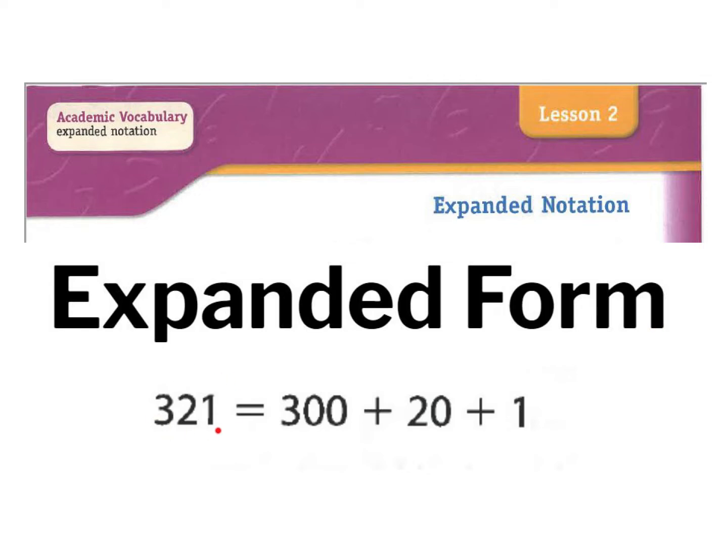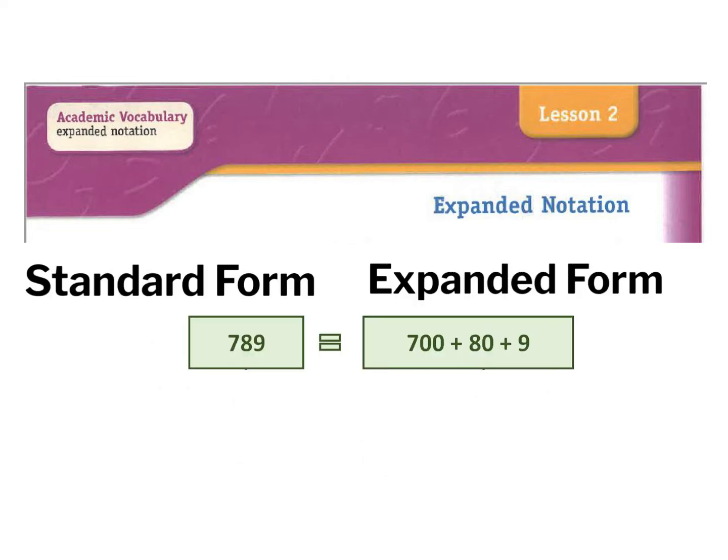If we have a number, we expand it out by finding the value of each place and then writing it like that. So the 3 in the hundreds place is 300, plus the 2 in the tens place is 20, plus the 1 in the ones place is 1. So this is written as expanded form. So here it is again. This is standard form, and this is expanded form. So all you're doing is taking the value of each digit in the places and then expanding it out.